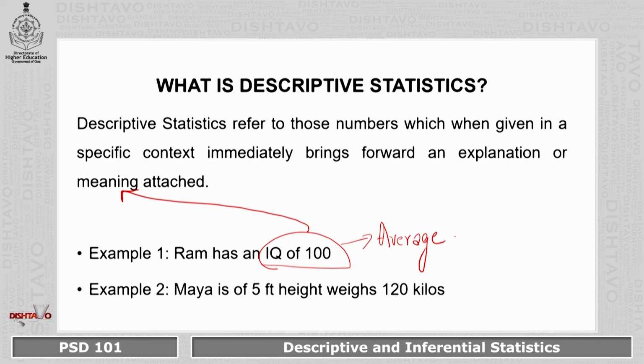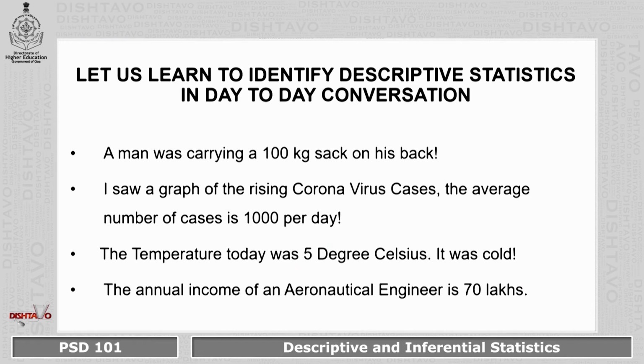Similarly, if I had to say that Maya is 5 feet and weighs 120 kilos, we immediately get a description in our mind of the possible body shape and type of Maya. Let us look at some more examples of descriptive statistics so that we can immediately identify them in day-to-day examples. A man was carrying a 100-kilo sack on his back. Probably the description that has come to your mind is a person bent over carrying the weight of the sack.